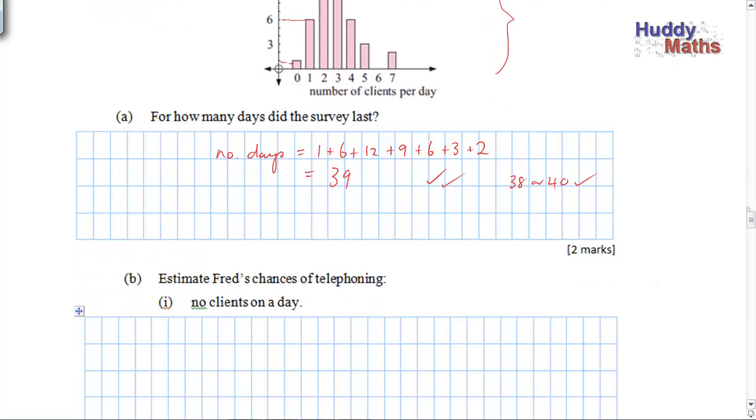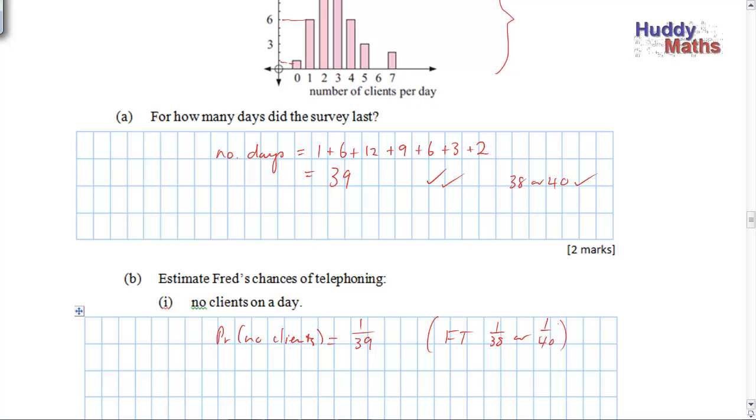Estimate Fred's chances of telephoning no clients a day. Well, how many times did that occur? Probability of no clients is what? Well, only on one day did that happen. So if we take this as a reasonable sample, an estimate of Fred's chances of telephoning no clients is 1 in 39. Or we'll have a follow-through error. You could have 1 in 38 or 1 in 40.